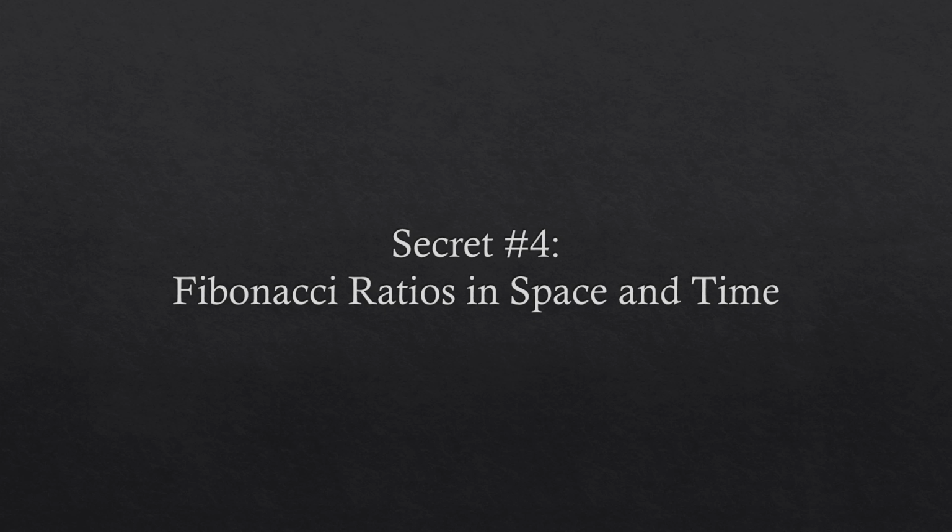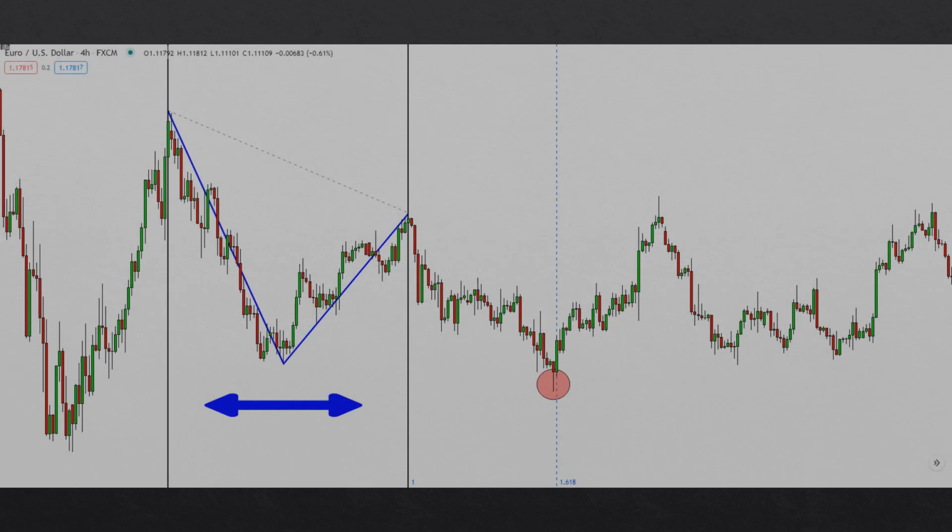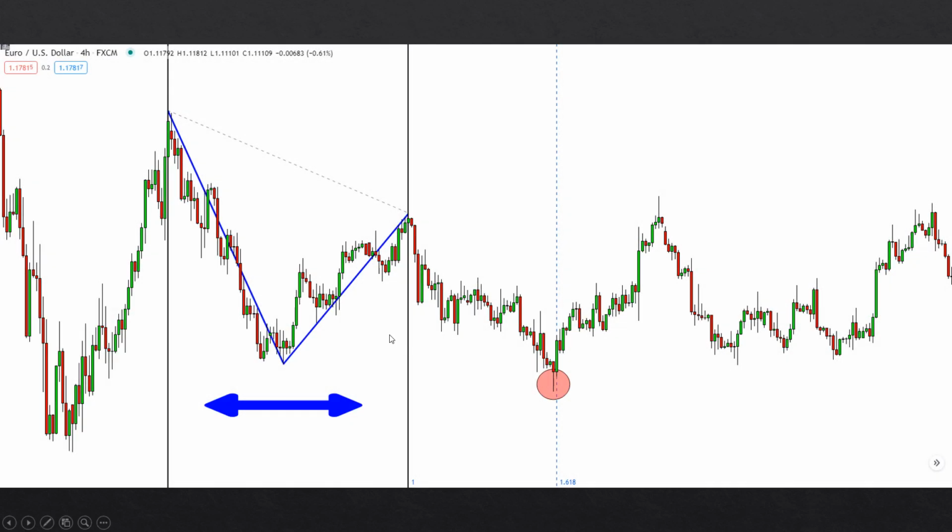Another way of looking at this is that we can use Fibonacci ratios in the spatial dimension with horizontal lines and in the temporal dimension with vertical lines. In this chart, we can see an example of a Fibonacci tool working in the temporal dimension. The area between the two black vertical lines represents the time it took for the market to create the two price vectors marked in blue. This represents 100% of the time necessary to create those two vectors.